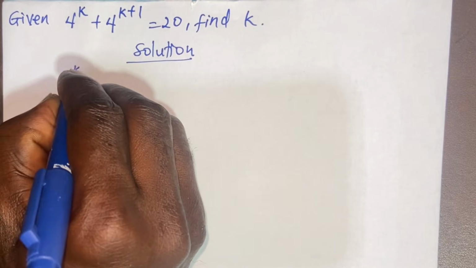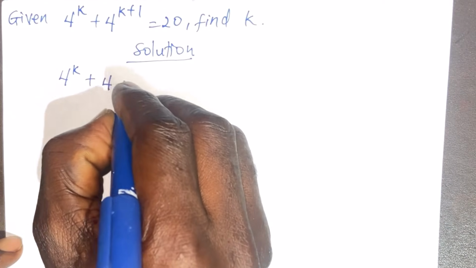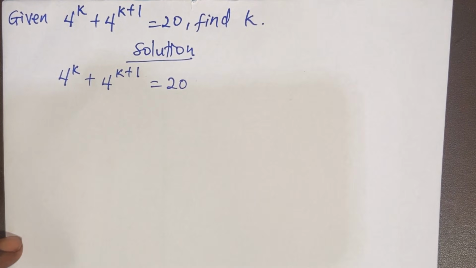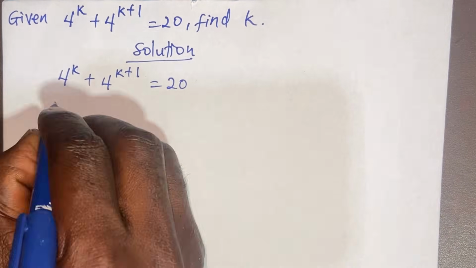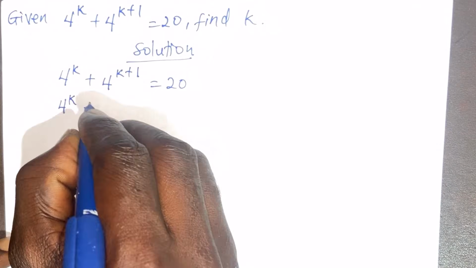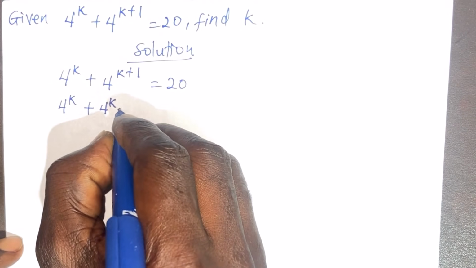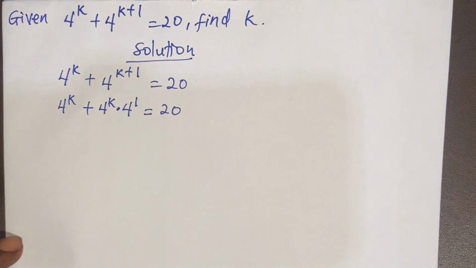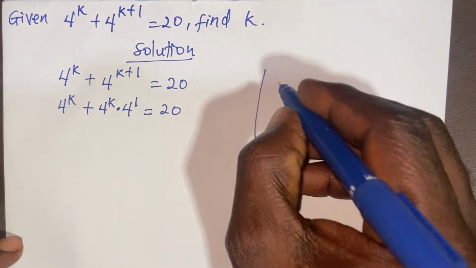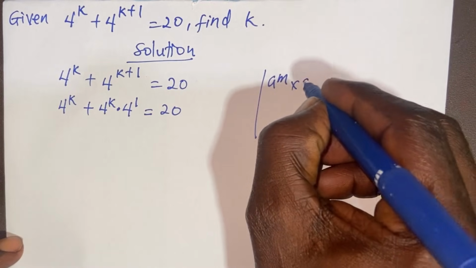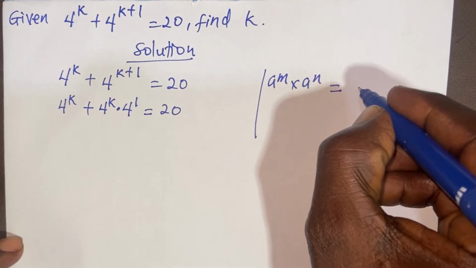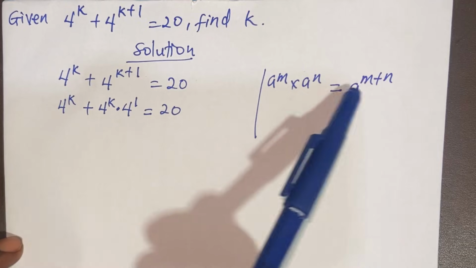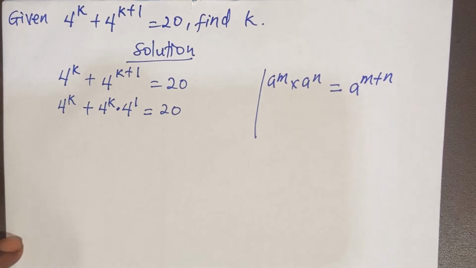We have 4^k + 4^(k+1) = 20. This can be written as 4^k + 4^k × 4^1 = 20. Now we are writing this as a result of a^m × a^n = a^(m+n). So from the equation given, we had this and we are transforming it to this.